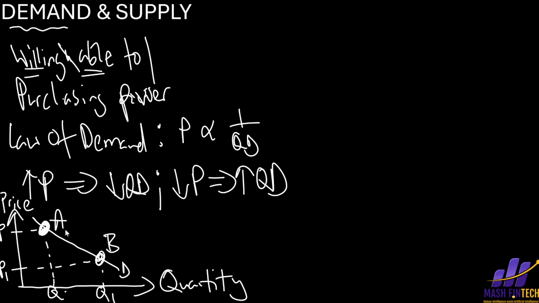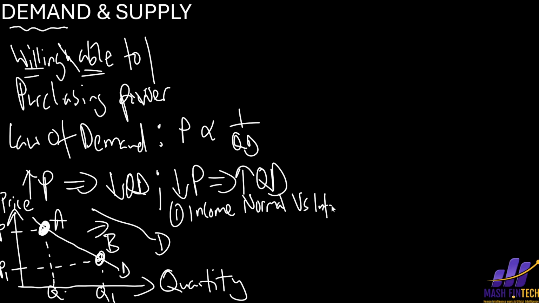But demand, the shifting of this entire demand curve, whether it increases, this will be an increase in demand, is affected by things like your income. From a theoretical perspective, you know that income, the more money you have, the higher your demand. The less money you have, the lower your demand. But when you talk about income, make sure you understand the difference between normal and inferior goods.